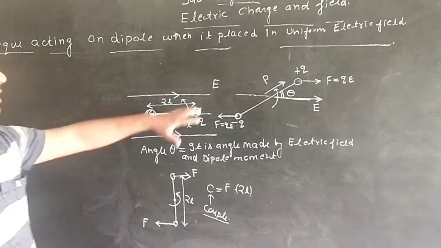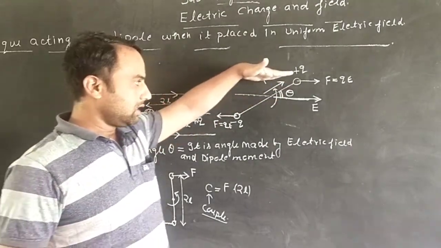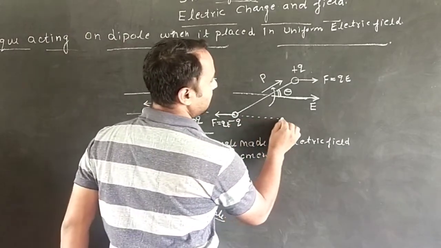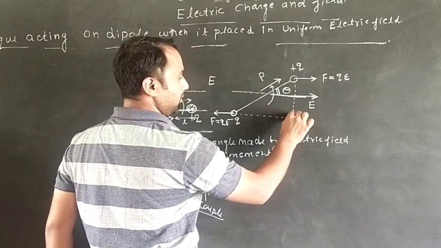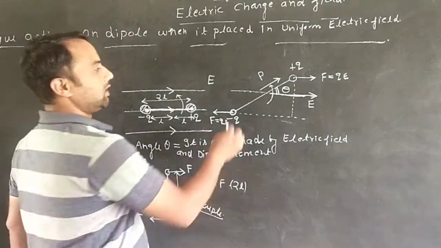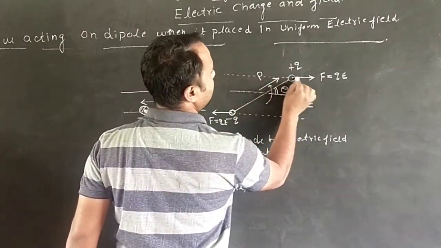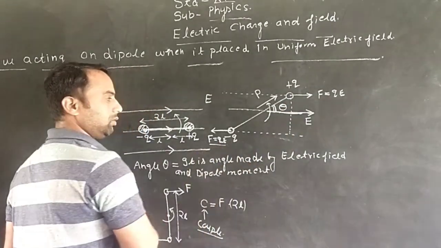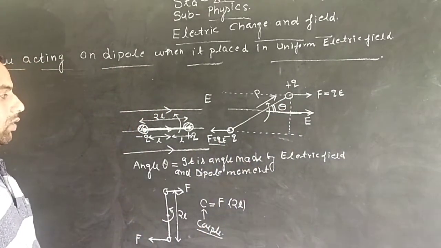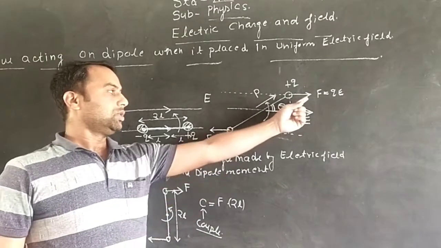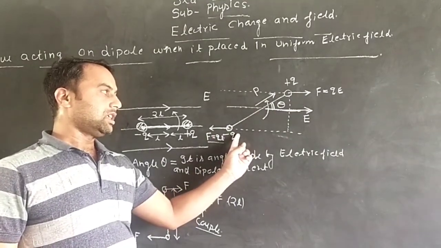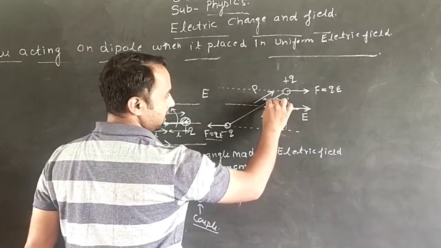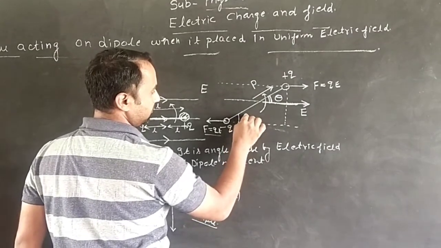And here we see that the situation is like this. Here this is the force and this is the force. If we draw the correct situation of the dipole, we see the two forces with their lines of action like this, and this force is QE and this force is QE. Both of the forces are equal in magnitude but opposite in sense, and this forms a couple on the dipole system. And here this angle is theta, this angle is also theta.